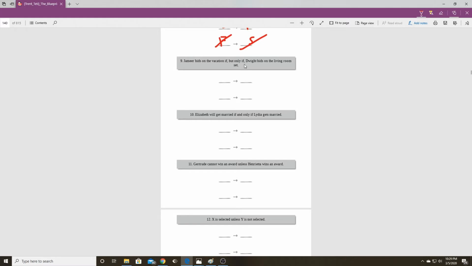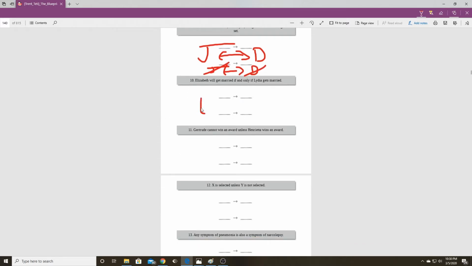If, but only if. So this is the one where it's actually like that. So James bids on the vacation only if Dwight, so James, Dwight. You don't really need to write the contrapositive, but it's the same thing. James, Dwight, negated. If and only if, okay. We're getting the hang of this, aren't we? Let me just add the contrapositive in case you understand. So you switch and negate. It doesn't matter, though, because if and only if, they're both the sufficient and necessary clause. So they're just going to be the same thing but negated.